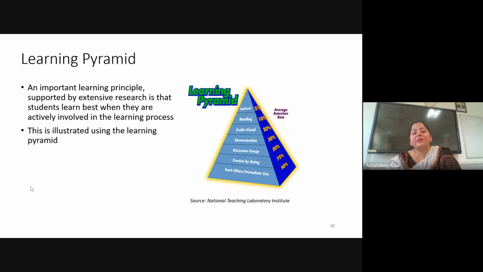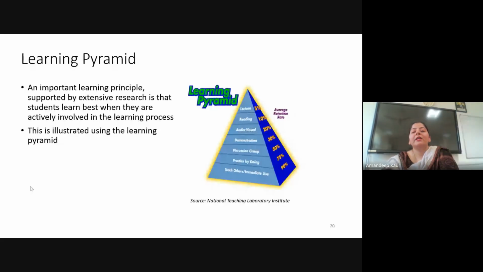But when they are using teaching or immediate use of the learning, so maybe a peer group, maybe a group based assignment, the approximate retention of material is 90%. So it is you as a teacher who is going to decide what approach you are going to use.